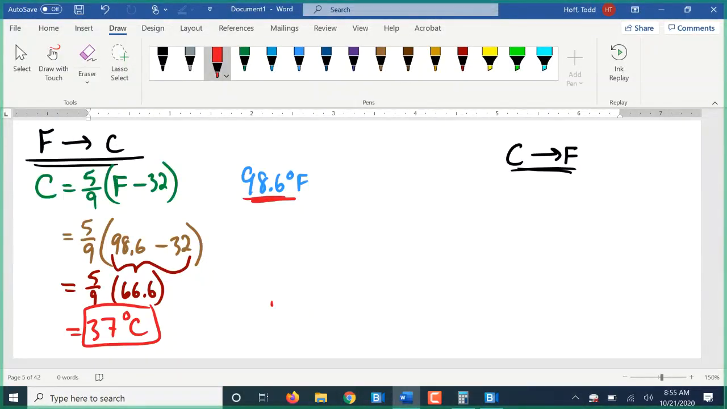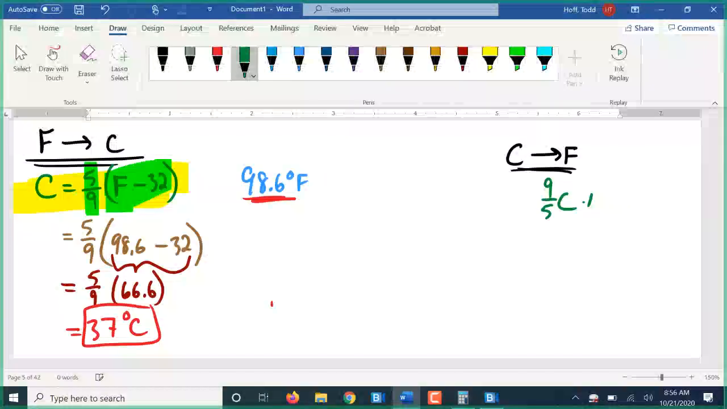To go the other direction, if I have my temperature in degrees Celsius and I want to get it in degrees Fahrenheit, well, I'm just going to reverse this formula. Here, for the degrees Fahrenheit, we subtracted 32, then we multiplied by 5/9. To reverse that, we would divide by 5/9. Now, the same as dividing by 5/9 is to multiply by 9/5. And then we would add the 32. For our temperature in degrees Fahrenheit, we would take our degrees Celsius times 9/5 and then add 32.